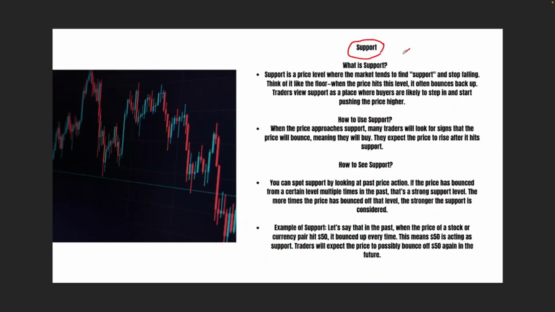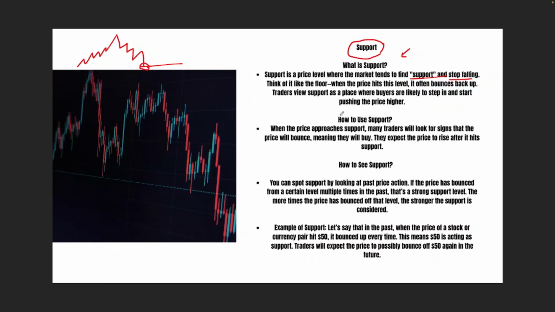So what exactly is support? Support is a price level where the market tends to find support and stops falling. Since support is always at the bottom of the market, it's where price is heading to the downside. So let's say we were heading to the upside first, and then price starts heading to the downside, and we reach this area of support. So this is pretty much the example.